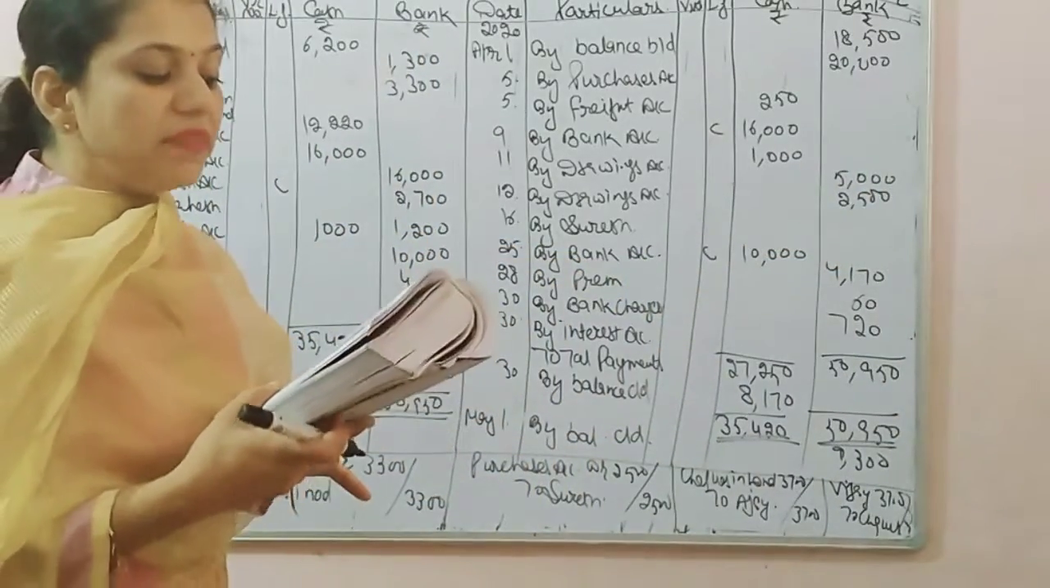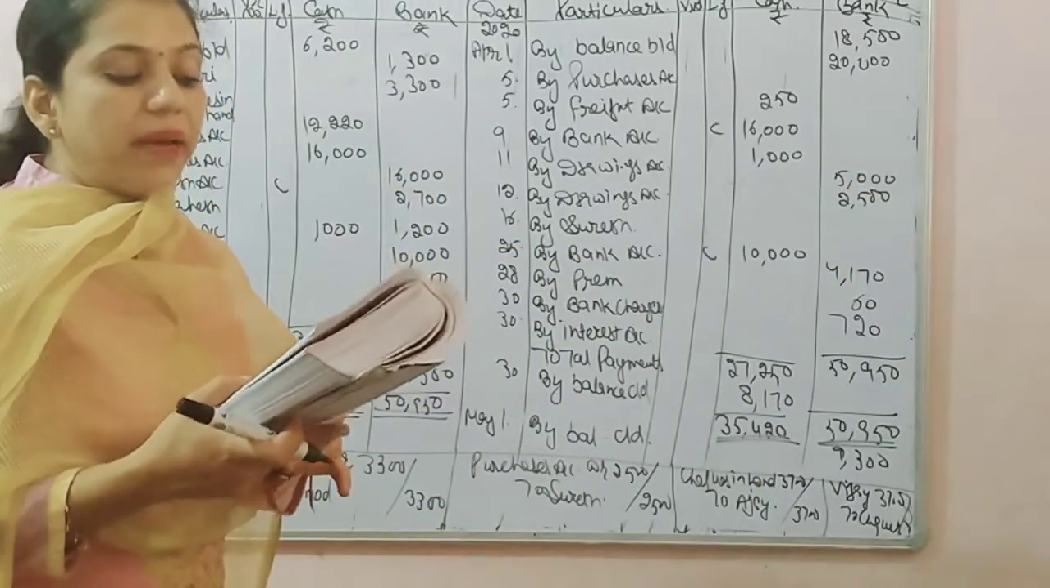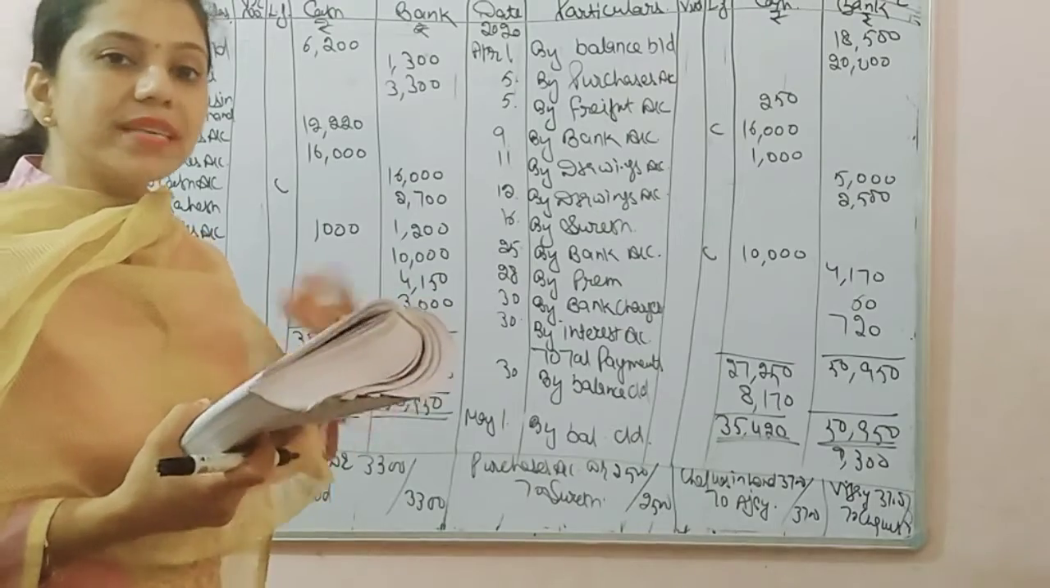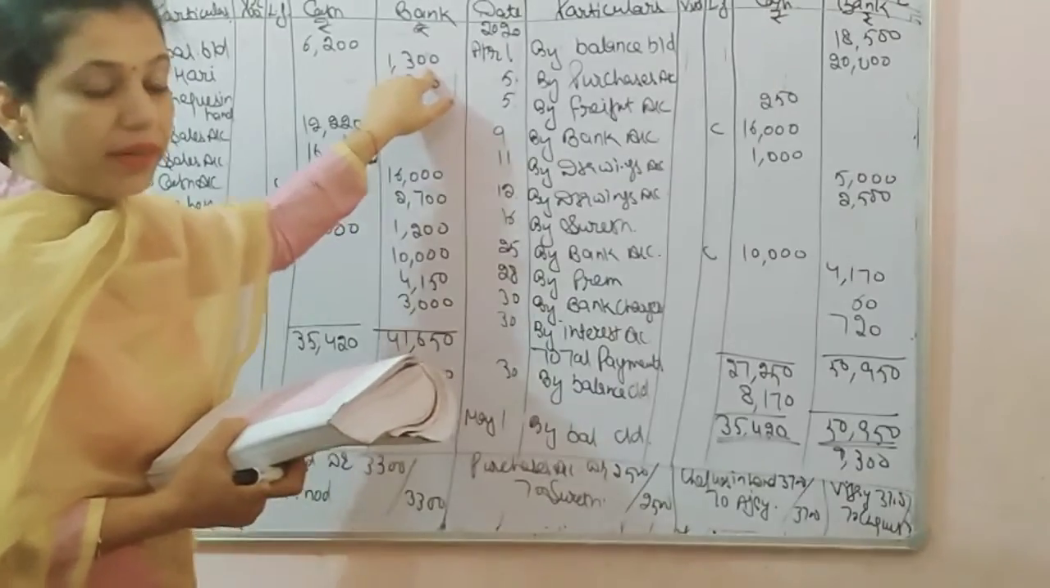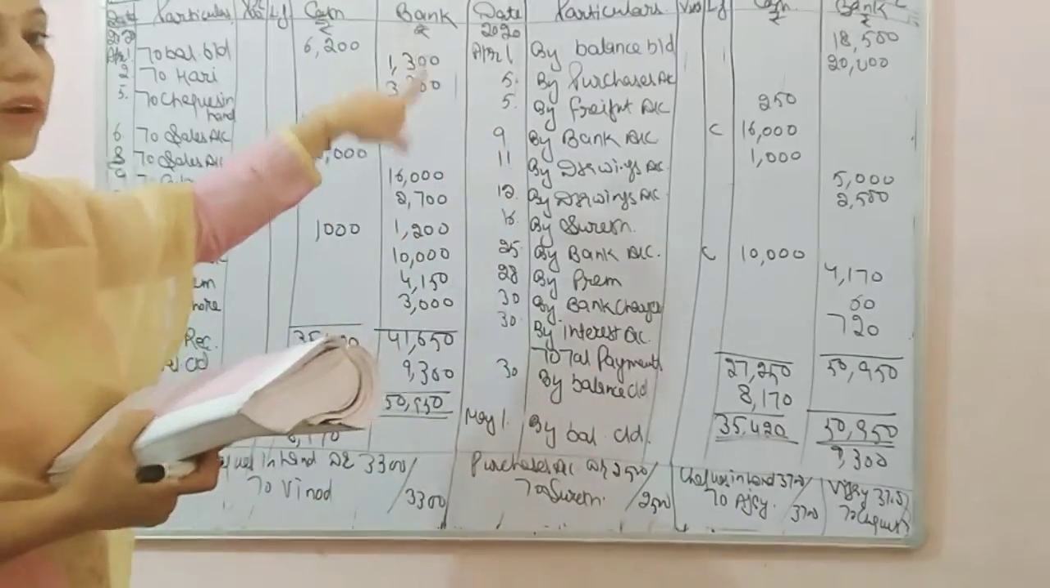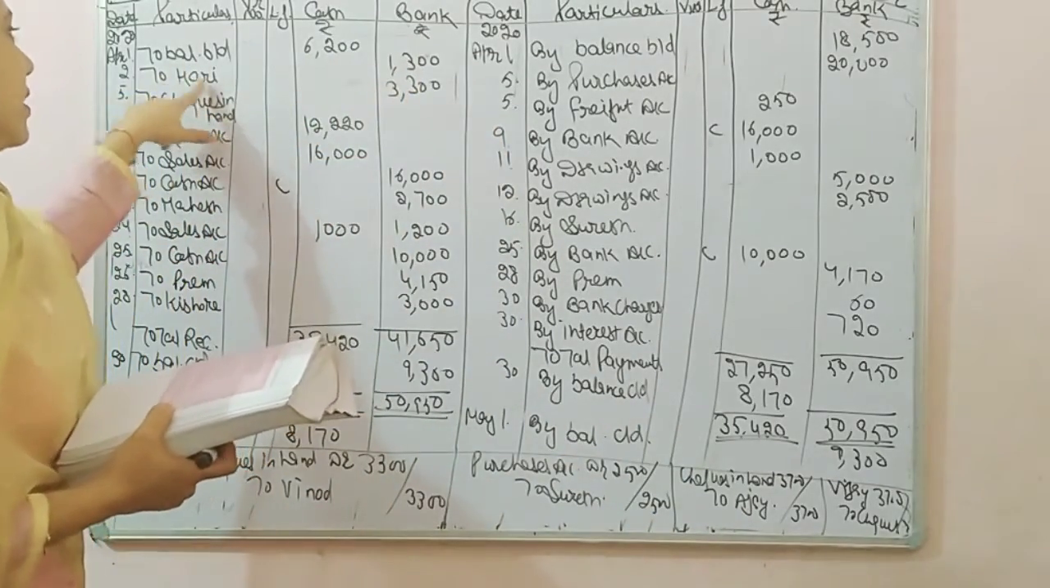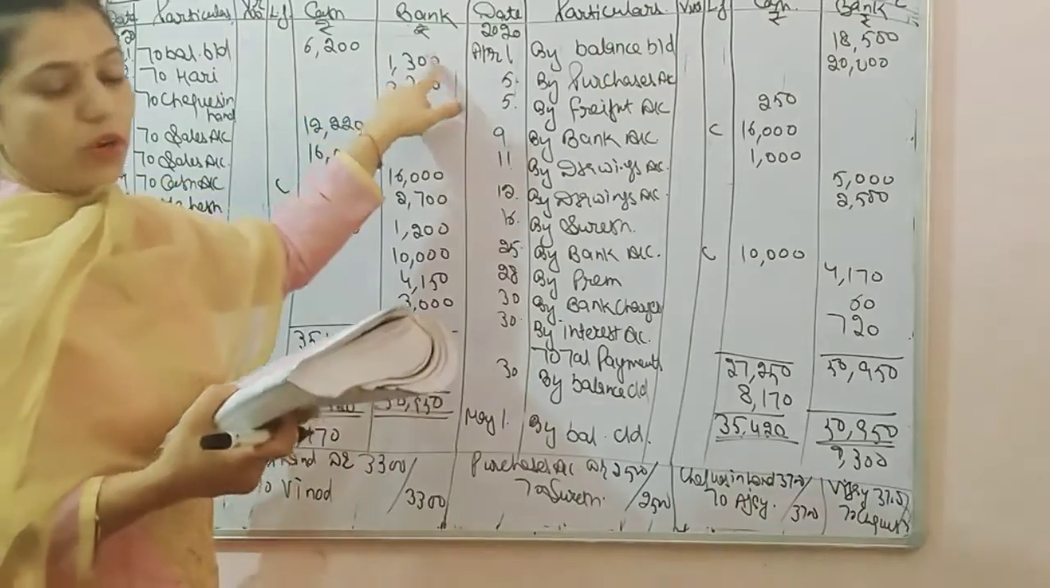Next is received a check from Hari and paid it into the bank on same day. So that means our bank balance is increasing with 1300. Why? Just because of Hari. So to Hari will be here on April 2 in bank column.